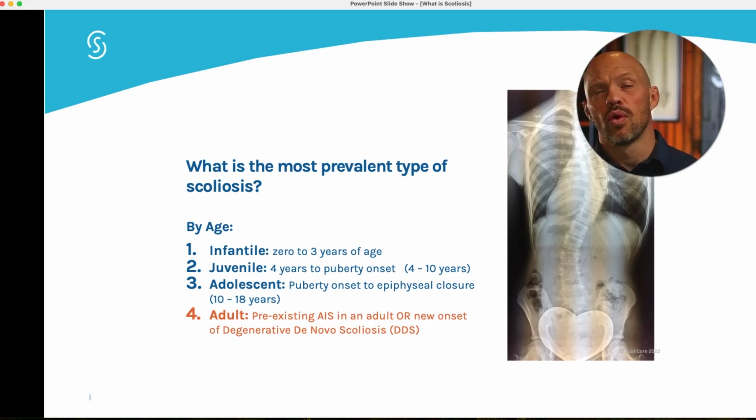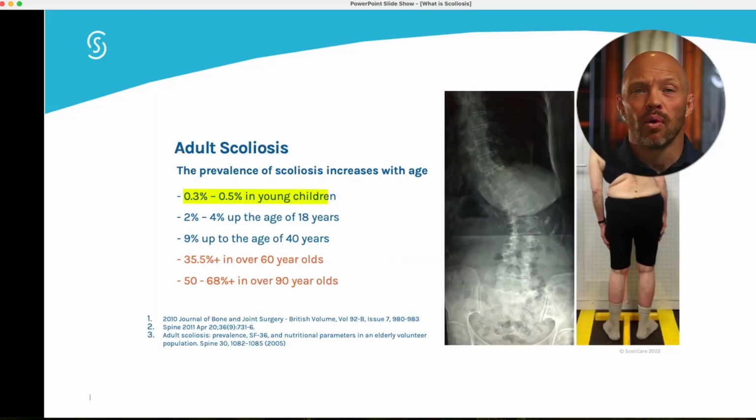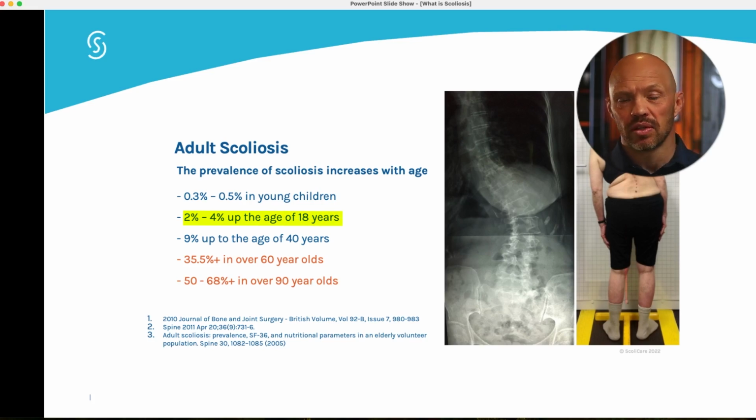Of those, which do you think is the most common? Do you think it's infantile, juvenile, adolescent, or adulthood? When we look at these, it's about 0.3 to 0.5%, so less than 1% of infants or children are diagnosed with scoliosis. When we look at up to the age of 18, we start looking at adolescents. It's about 2 to 4% of adolescents, or some studies say 5%, are diagnosed with scoliosis. When we see people that are 40 years old, it's about 9% of 40-year-olds are diagnosed with scoliosis.